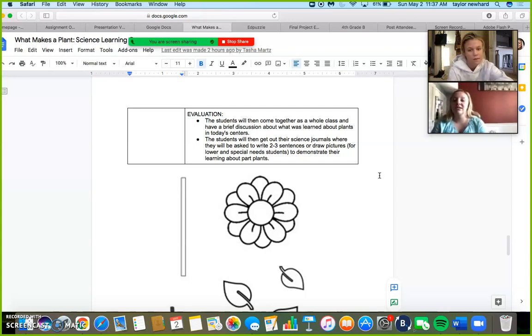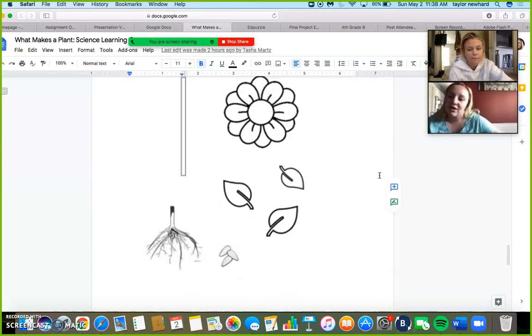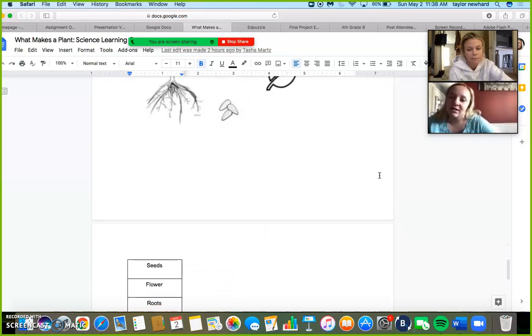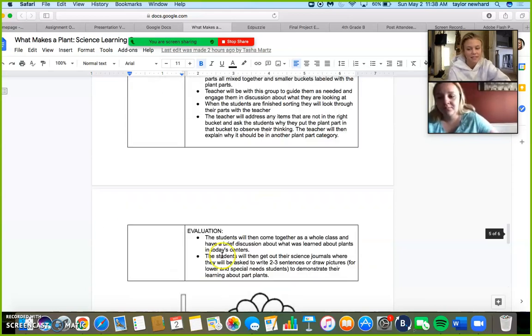And then to finish the lesson, the students will get their science journals out, and they'll be asked to write 2 to 3 sentences or draw pictures. For some students, that's an accommodation to demonstrate their learning of plant parts. And then at the very end here, we have our handout for the plant parts, and following that are the labels. And that is our center.